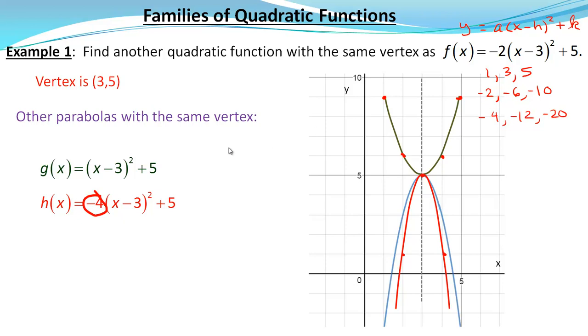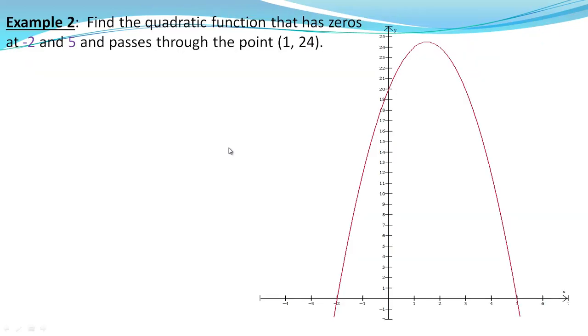This tutorial is about several different kinds of questions that you could be asked to solve around quadratic functions. In this one, you're asked to find the quadratic function that has zeros at negative 2 and 5, so it goes through the x-axis at negative 2 and 5, and passes through the point 1, 24. So if we go over 1 and up 24, there's the point on the graph. It almost looks slightly off, but that's probably the limitations of my graphing program.